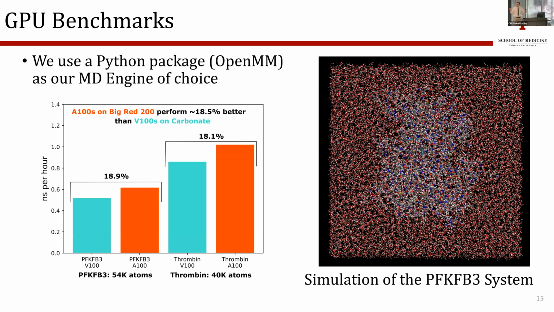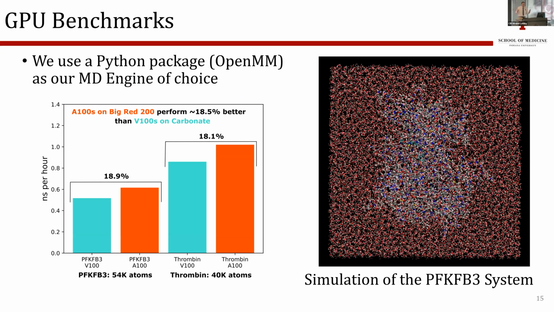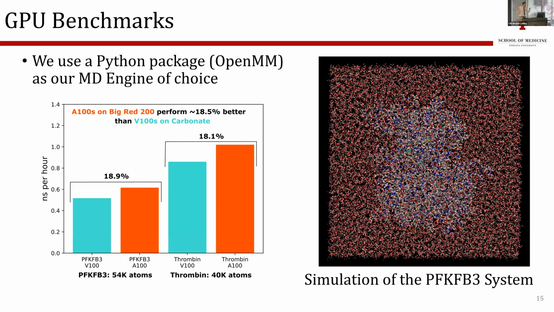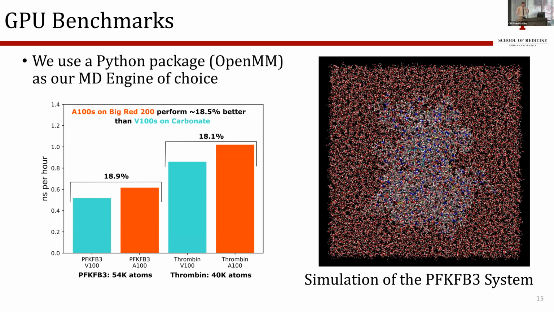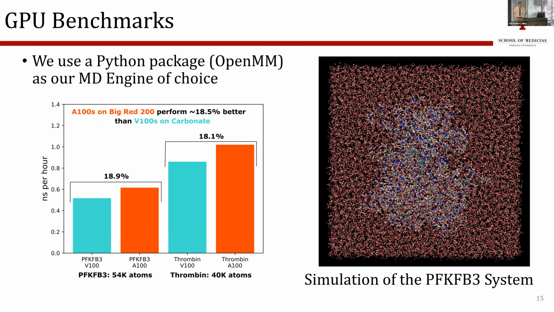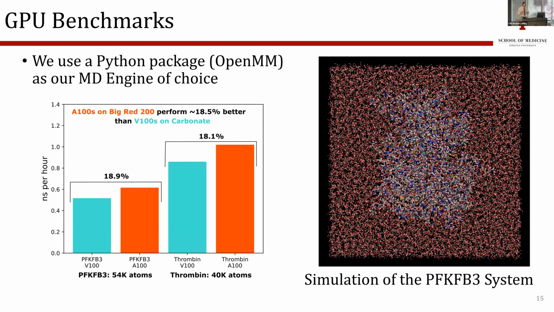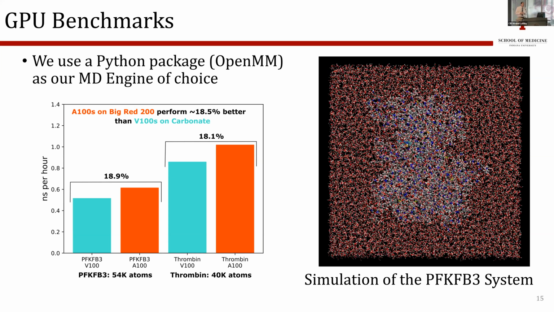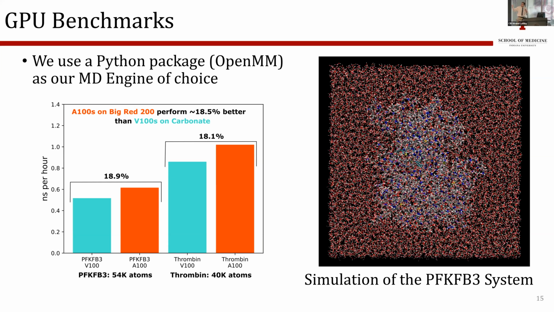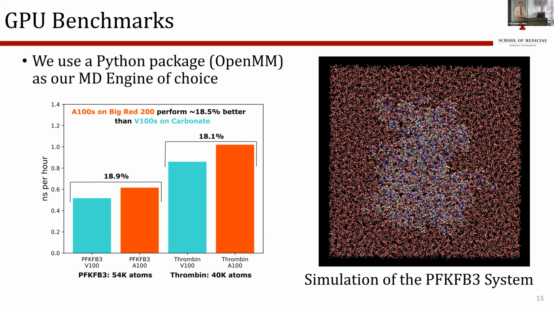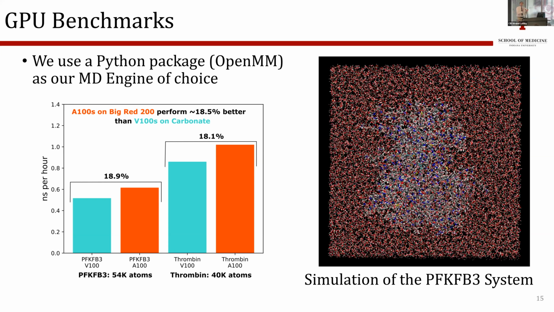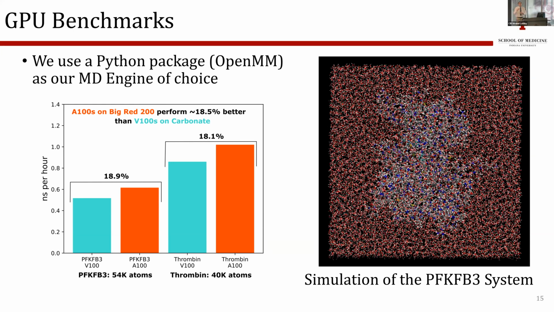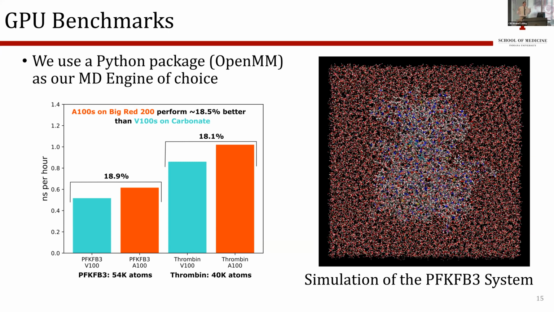So just to give you a sense of what these computational costs are like, I have a graph of the number of nanoseconds per hour for two different systems that I looked at on both Carbonate as well as Big Red 200. And you can see that we're getting somewhere in the realm of half a nanosecond per hour to almost a full nanosecond per hour using our molecular dynamics engine of choice, which is OpenMM. So OpenMM, this is a Python package, completely installable with Anaconda, very easy to port over to Big Red 200. I will say that normally OpenMM runs a lot faster, but we're using a lot of custom code that slows us down by approximately a factor of 4.